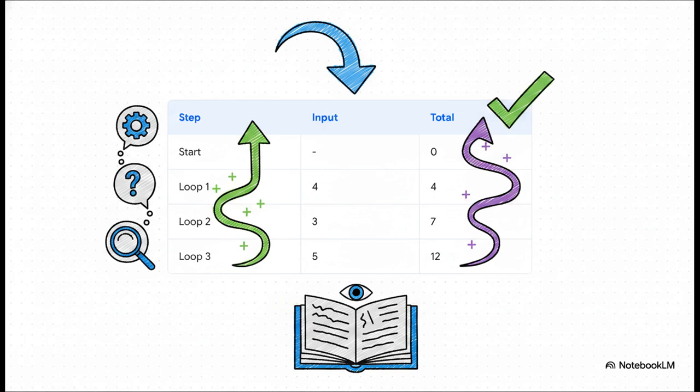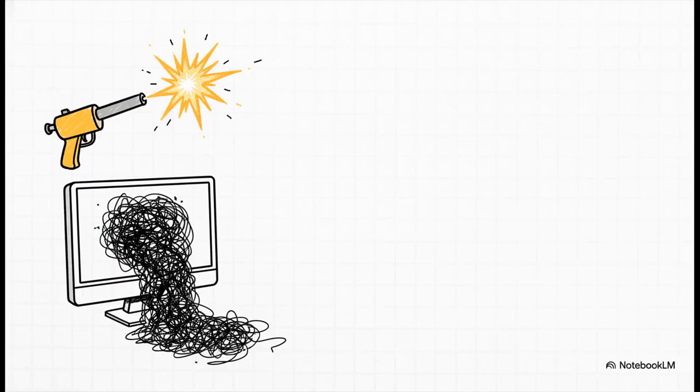It gives you absolute, written evidence of exactly how the final answer was calculated. Technique number 2 is the good old print statement. If trace tables are a meticulous ledger, temporary print statements are like shooting flare guns right up into the sky.